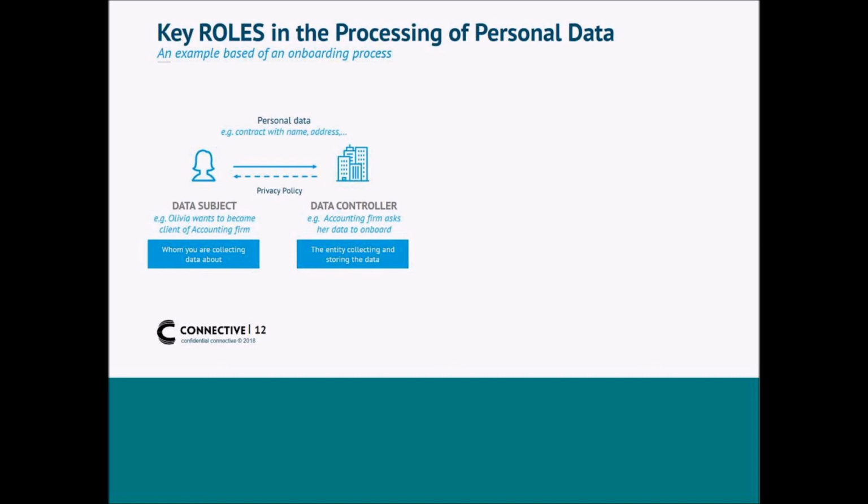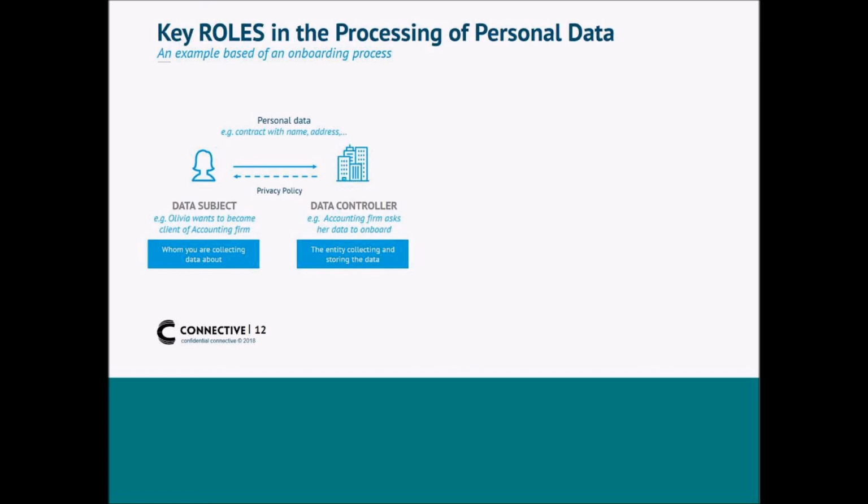Personal data means a name of somebody, an address, but also an IP address. It also means the date of birth. Each and any data that enables you to identify a person is considered personal data. The personal data always belongs to a data subject.